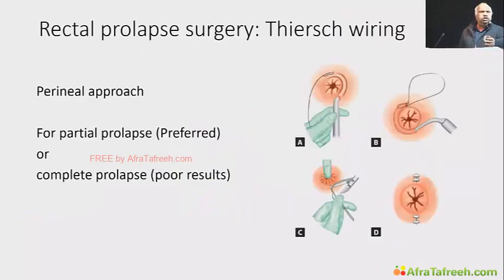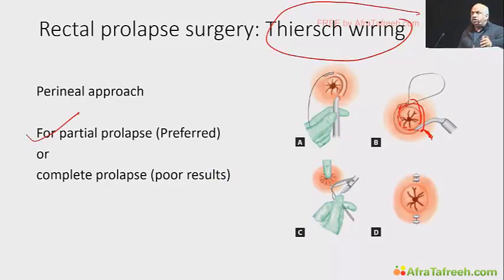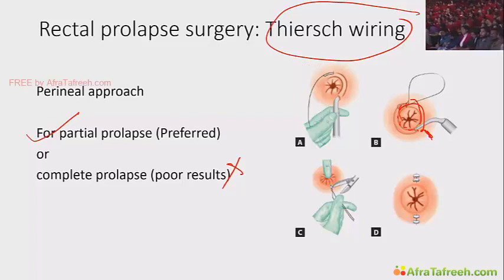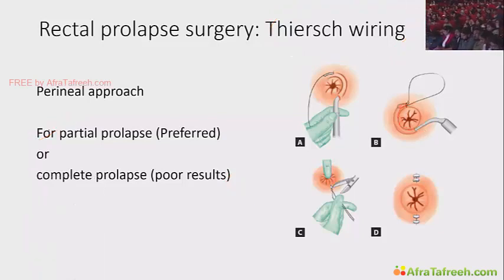Rectal prolapse surgery, I think I'll just tell you the names. Last year there was a photo of Thiersch operation in NEET. In Thiersch, you apply a circumferential suture and simply tighten it. This is not a good surgery, only done for partial prolapse. Long-term results are not good, so it should not be done for complete prolapse. It's a very simple operation, that's why it's preferred. It can be done under local anesthesia, bedside, without any anesthetist or operation theater. You can do it bedside, so it's still done only for partial prolapse.